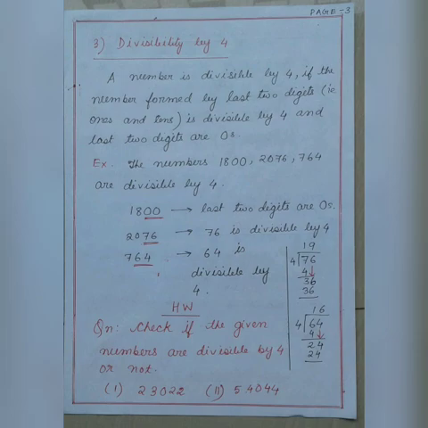So homework, check if the given numbers are divisible by 4 or not. What you have to do? You check the last two digits. Number 1, 23022. Number 2, 54044. You check the last two digits and divide the number formed by the last two digits by 4. If there is no remainder, then the number is divisible by 4. If there is a remainder, then it is not divisible by 4.